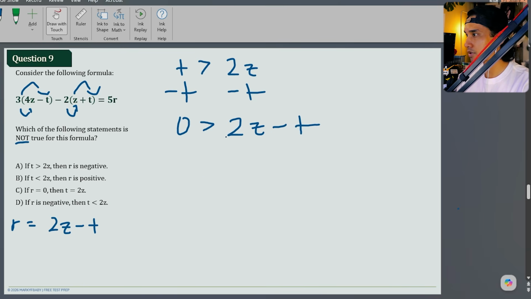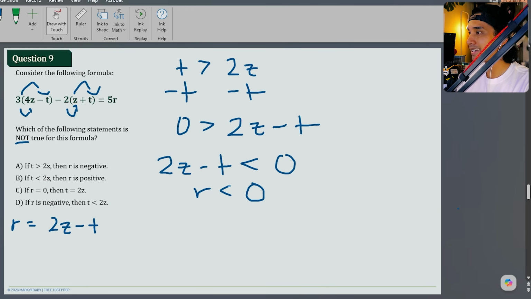And I'm actually going to put this on this side, giving me 2z minus t, and then I have to switch the inequality sign whenever I do that, giving me 0 over here. And then what does 2z minus t equal? Well, from here, it equals r. So I could do this, r, and then 0. R less than 0, or negative. So in fact, if t is greater than 2z, then r is negative.